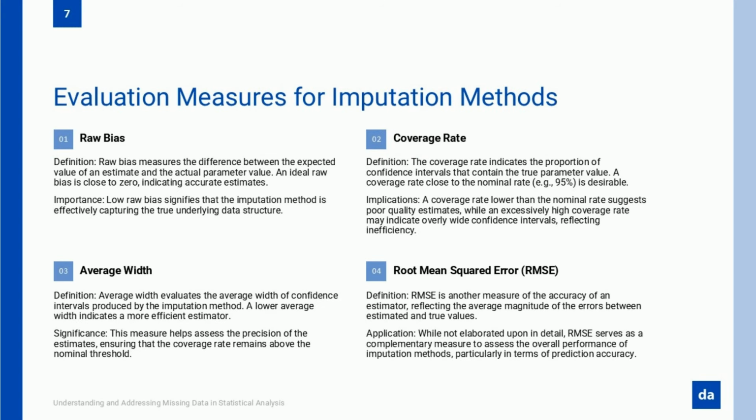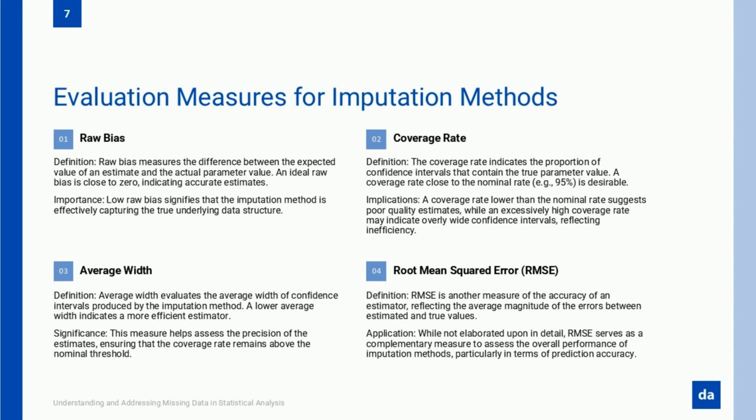Let's talk about how we evaluate the effectiveness of imputation methods. Just like any tool or technique, we need to measure how well these methods handle missing data and ensure they don't introduce errors or distort results. For that, we use 4 key metrics: raw bias, coverage rate, average width, and root mean squared error, RMSE. Let's break these down. Raw bias measures how far the imputed values are from the actual true values.